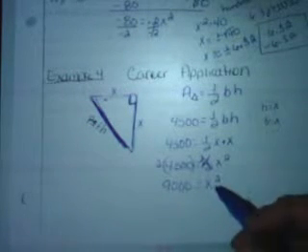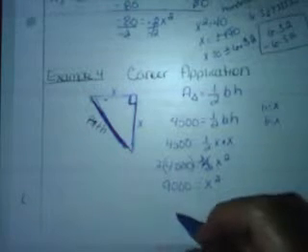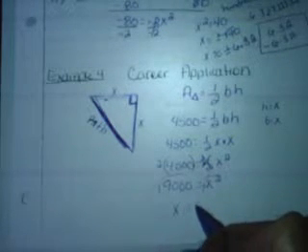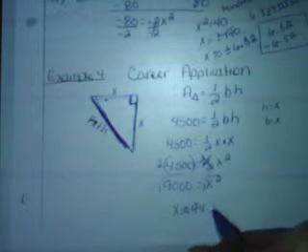Okay. Well, now I've isolated my x squared. How do I get rid of the square just to find x? Okay, well, I have to square root each side. The square root of 9,000 is approximately 94.868. We'll round to the nearest thousandths.